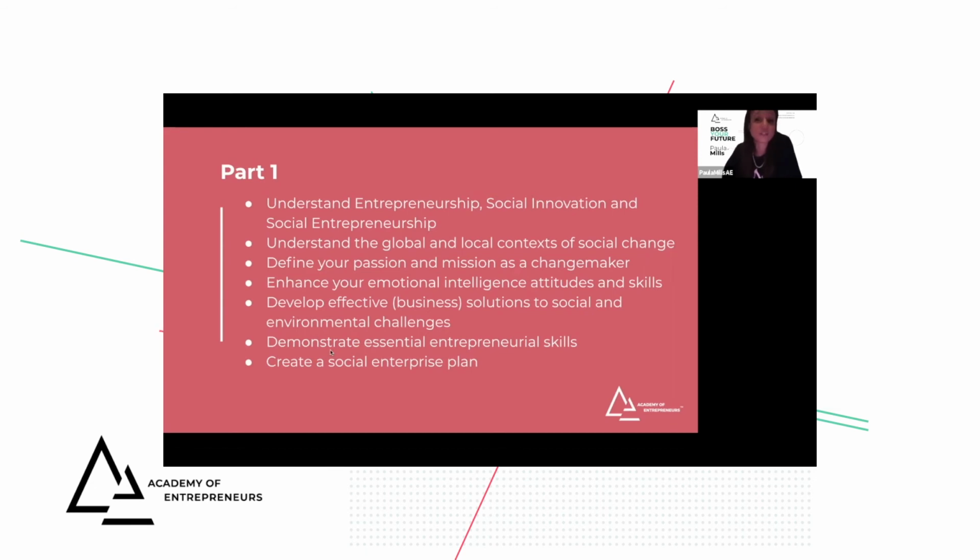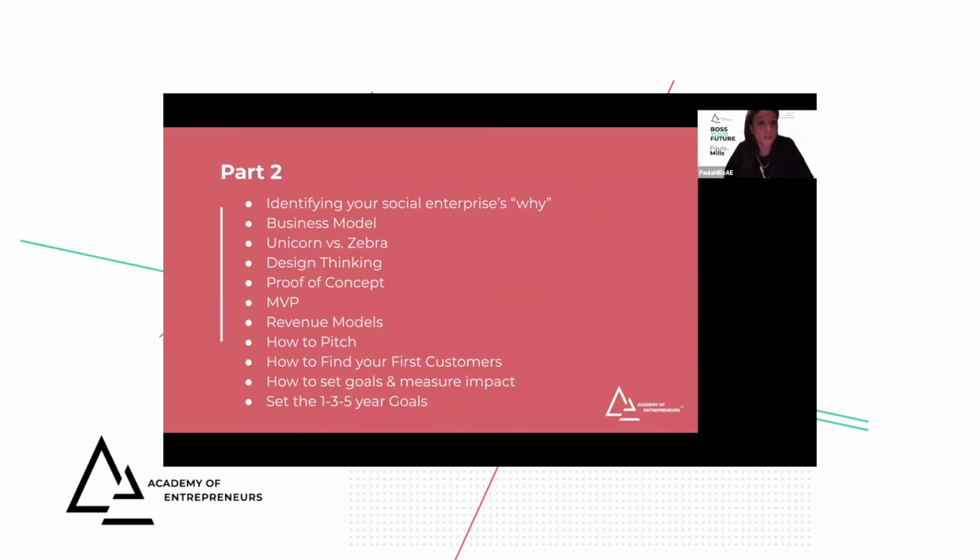Demonstrate essential entrepreneurial skills, and create a social enterprise plan. So that's step 1. So we're looking at the big picture. The second part of the course is then when we put into action. So we'll help you understand your why by doing the golden circle activity.